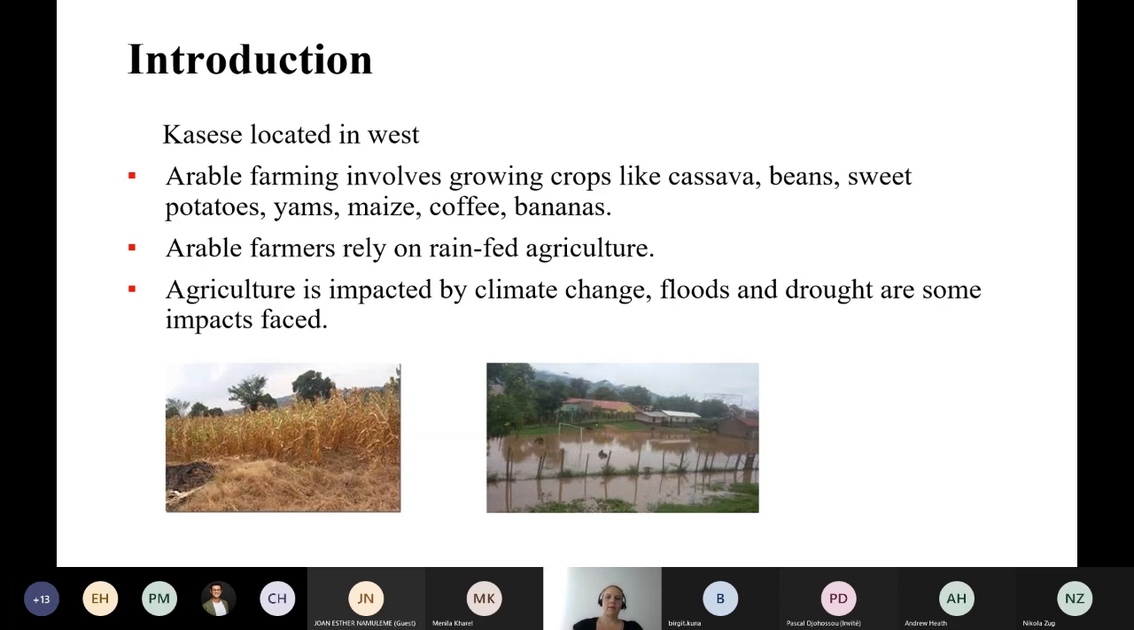My case study is in Kasese district, which is in the west of the country, and it's mainly about arable farmers who are growing crops like cassava, beans, sweet potatoes, yams, coffee, and bananas. This district faces impacts of climate change such as floods and droughts. Next slide, please.